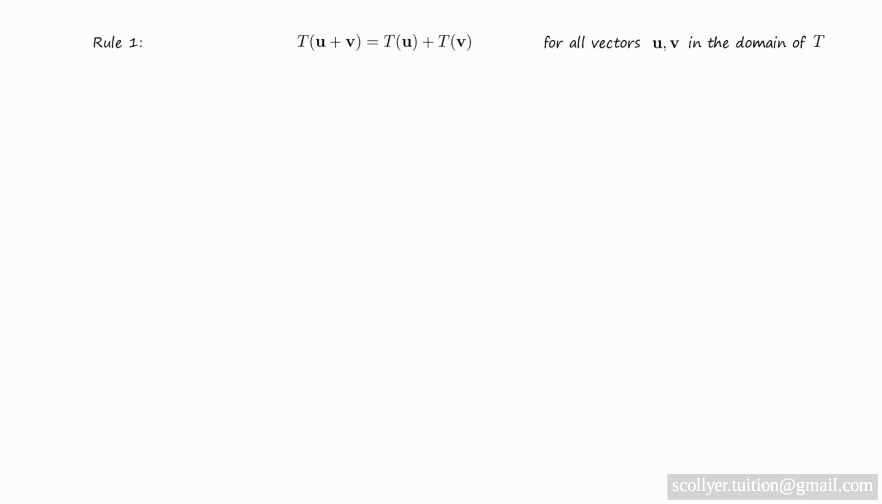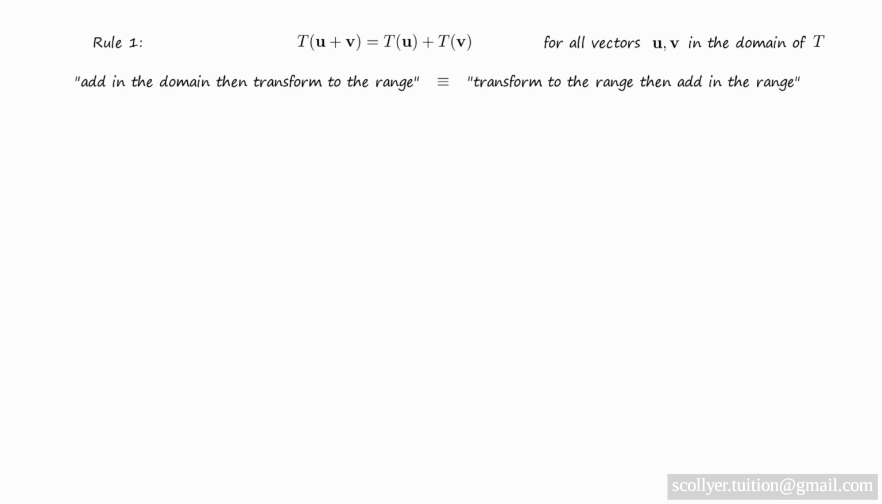The first rule for linear transformations says that T of u plus v equals T of u plus T of v for all vectors u and v in the domain of T. At the moment, that's simply an algebraic statement, but it's useful to understand it in a more intuitive way. We can summarize this algebraic statement as saying that if we add in the domain and then transform to the range, then that is equivalent to transforming to the range and then adding in the range.